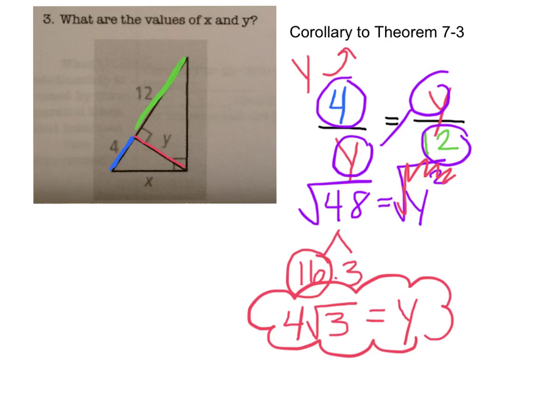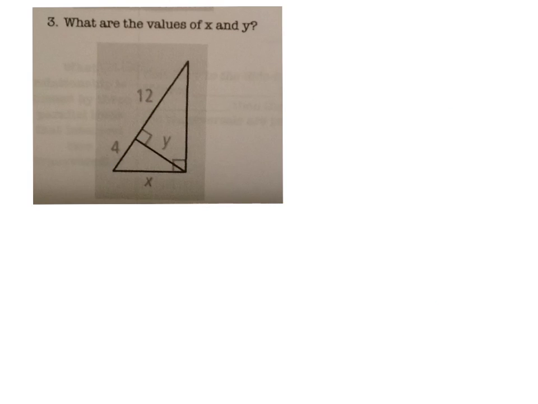Now for the second part of number 3, we still need to figure out what x is. Now to find x, we're going to use the corollary 2 to theorem 7-3. This one says that the altitude to the hypotenuse of a right triangle separates the hypotenuse so that the length of each leg of the triangle is the geometric mean of the length of the hypotenuse and the length of the segment of the hypotenuse adjacent to the leg. I think this one is the hardest one to understand.